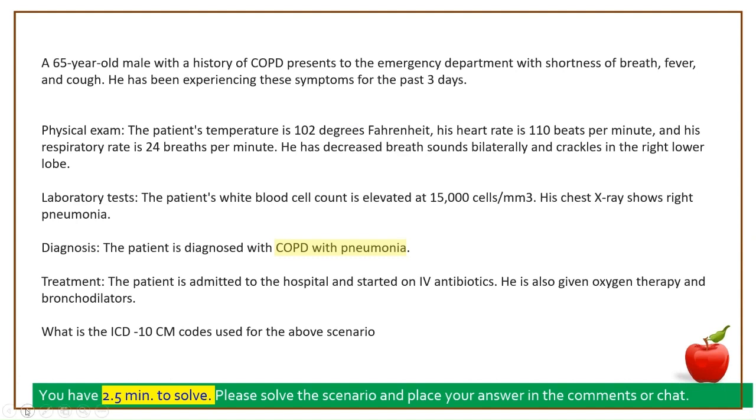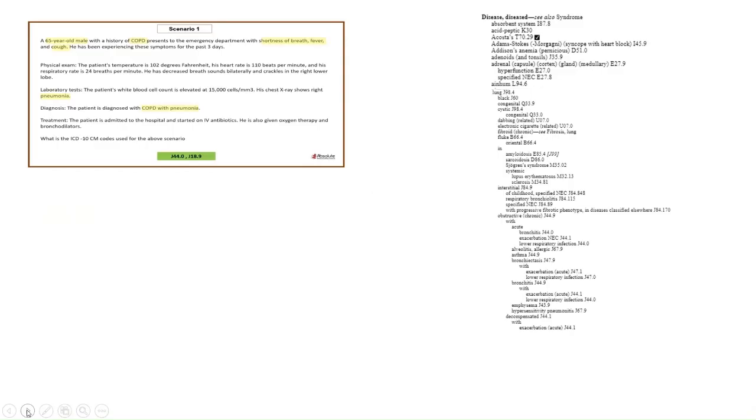Okay, coders, so let's do this together. The correct answer for this one is going to be J44.0 and J18.9. Yeah, I can see a lot of correct answers here. So the keywords are a 65-year-old with COPD, and the patient came with shortness of breath, fever, cough, and the x-ray shows pneumonia. And finally, the doctor has diagnosed the patient with COPD with pneumonia.